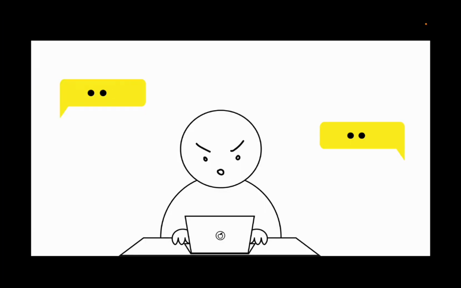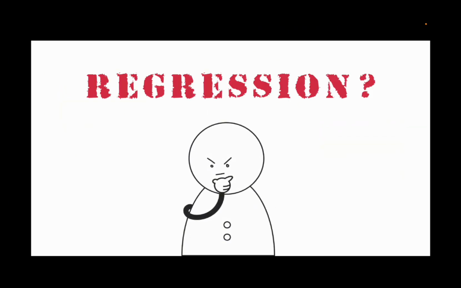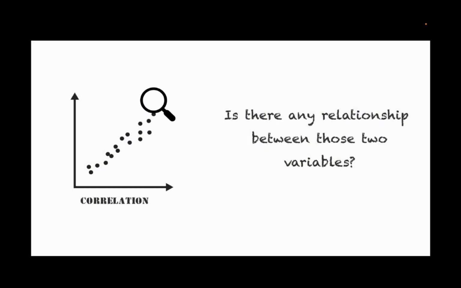I think I got used to correlation analysis, but now I keep hearing about something called regression. Is it different, or just another way of looking at relationships between variables? Great question. Correlation tells you if two variables are related, like how they move together.